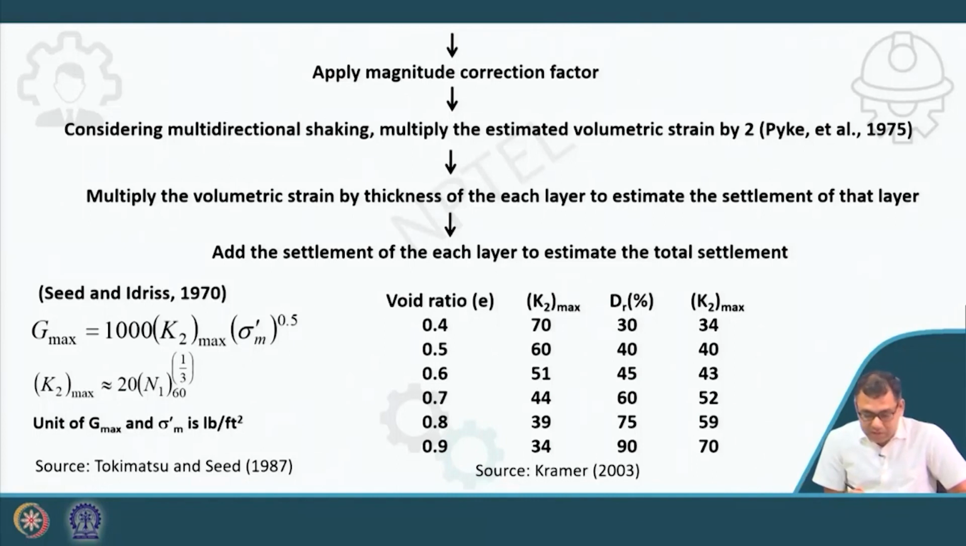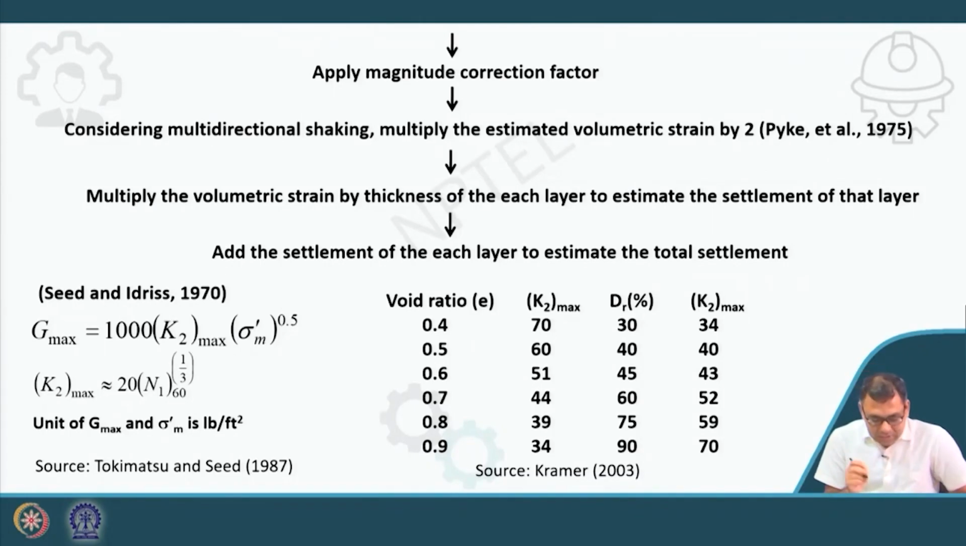Okay, so now I was talking about how to calculate the G max based on the N160 value. I have already given a few such expressions. So you can use those expressions, or if you have any other expressions, you can also use those, because you have to estimate the G max.